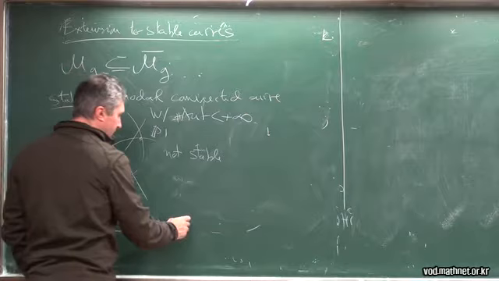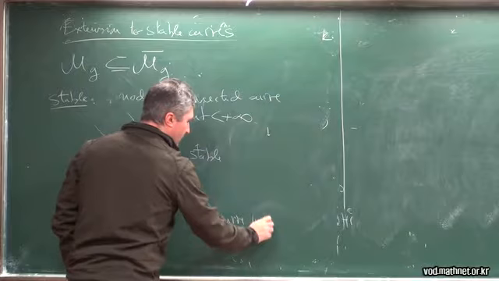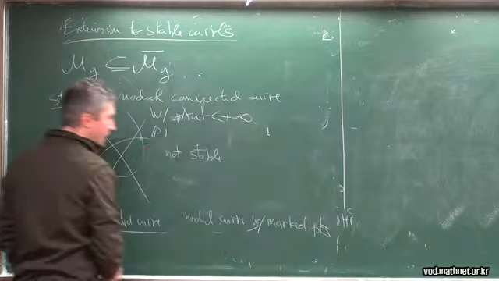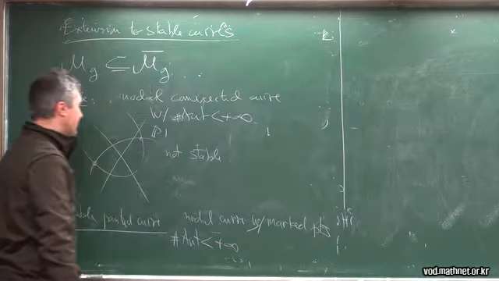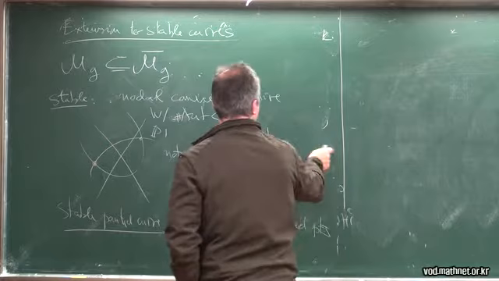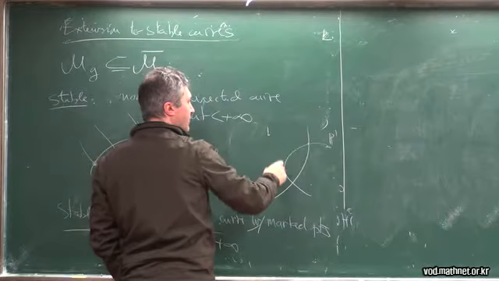So you get another curve, again another curve, with marked points. And the automorphism group of this curve with the marked points must be finite. So if you mark, for example, you can have something like that, a P1 intersecting another component in 2 points, but then you have to mark a point on P1.